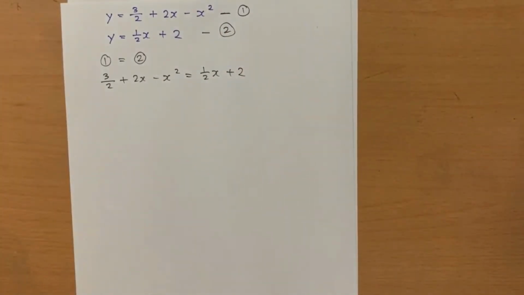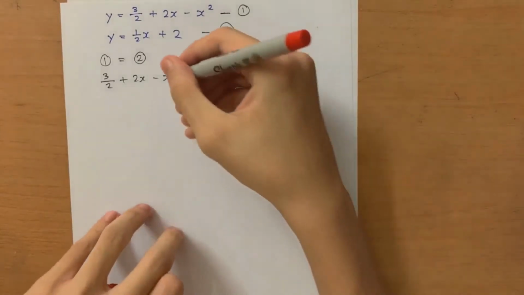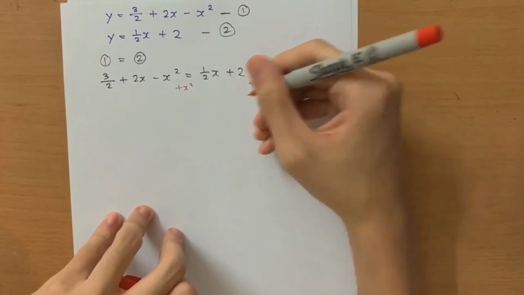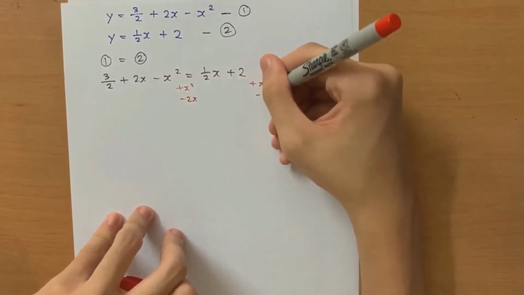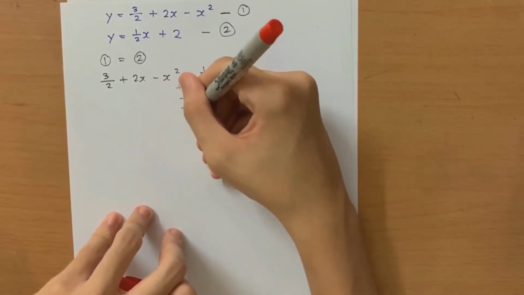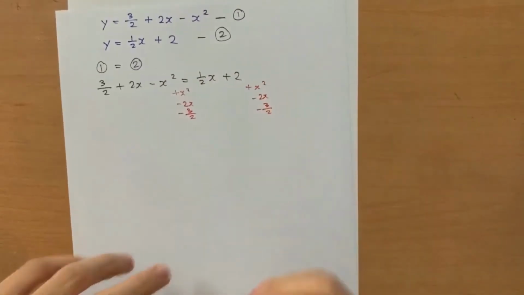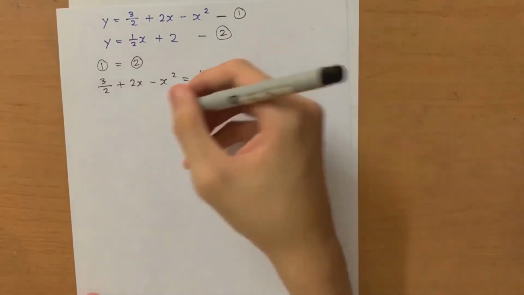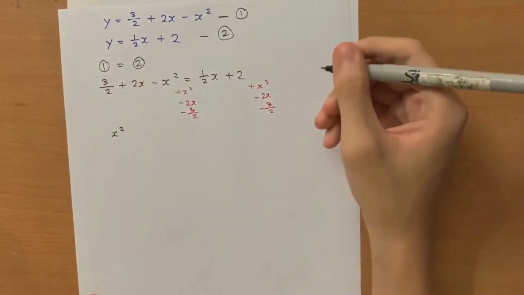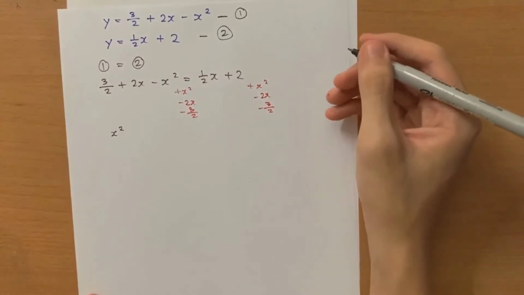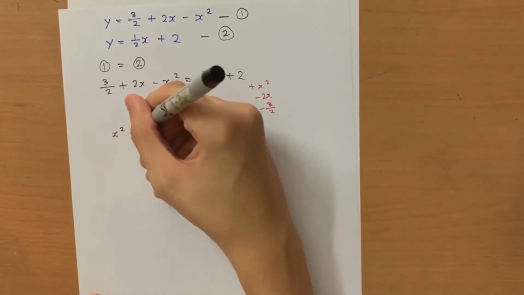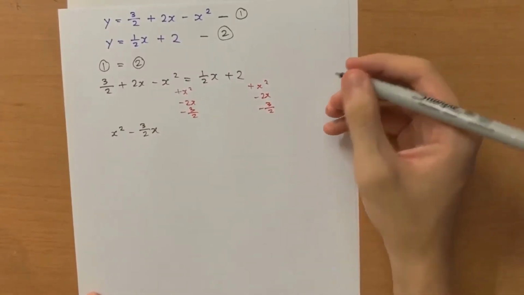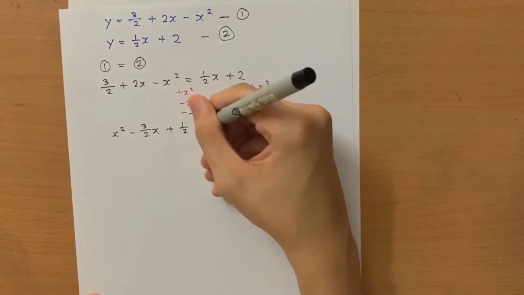Now we're just going to move everything to one side. So we're just going to add x squared, minus 2x, minus 3 over 2. So on the left hand side, it will be 0. But what about on the right hand side? On the right hand side, you have x squared, and half x minus 2x will be negative 3 over 2 x. And 2 minus 3 over 2 is plus 1 over 2, equal to 0.